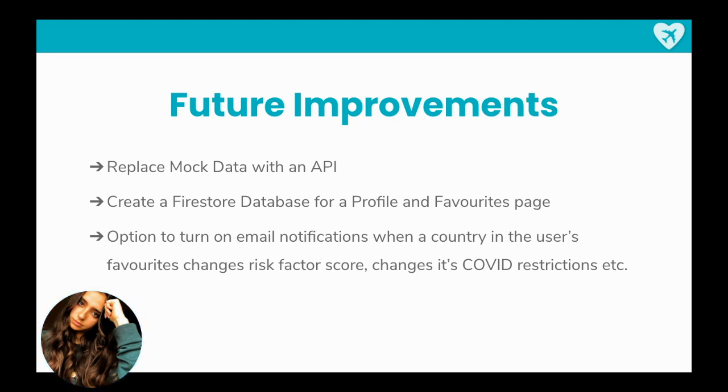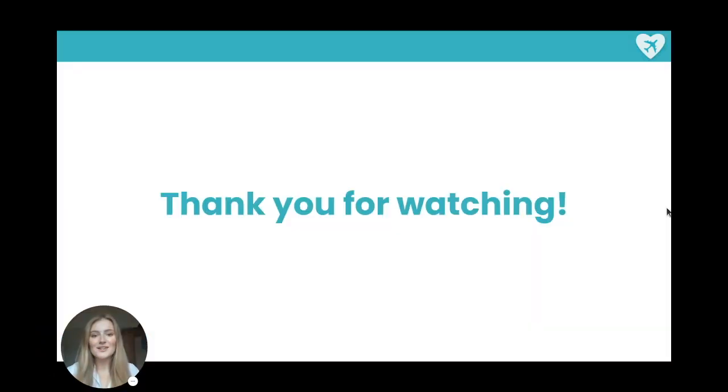And the last one would be an email notification. Following on from the previous feature, we would like to enable users to have the option of turning on email notifications, which would alert users when a country from their favorites list changes its risk factor score or has up-to-date COVID information.